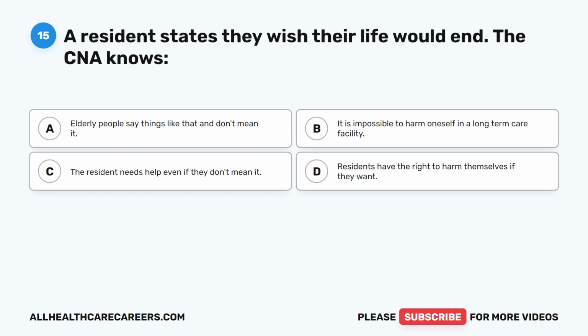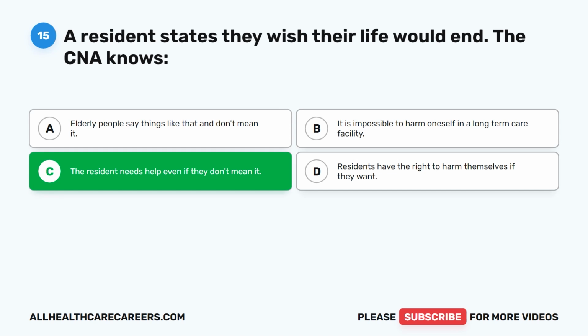Question 15. A resident states they wish their life would end. The CNA knows A. Elderly people say things like that and don't mean it. B. It is impossible to harm oneself in a long-term care facility. C. The resident needs help even if they don't mean it. D. Residents have the right to harm themselves if they want.